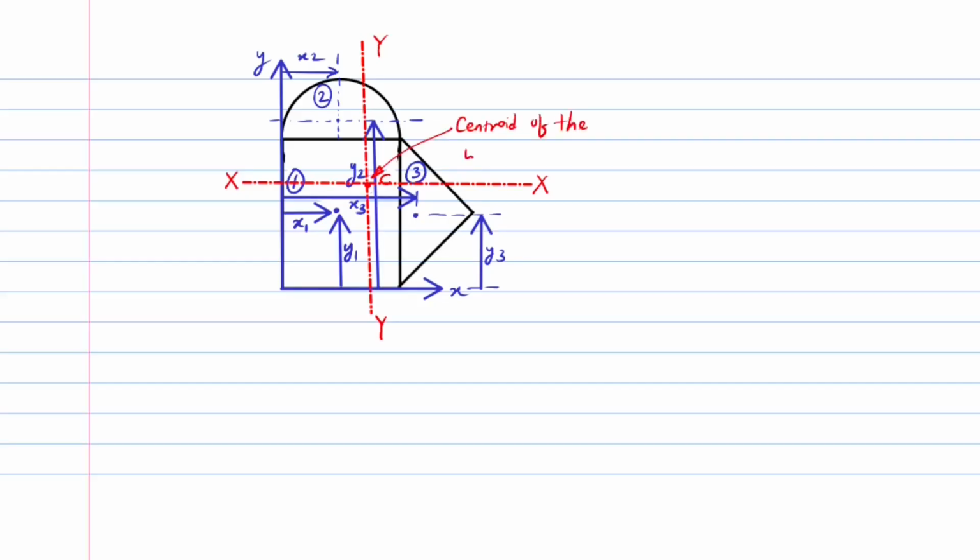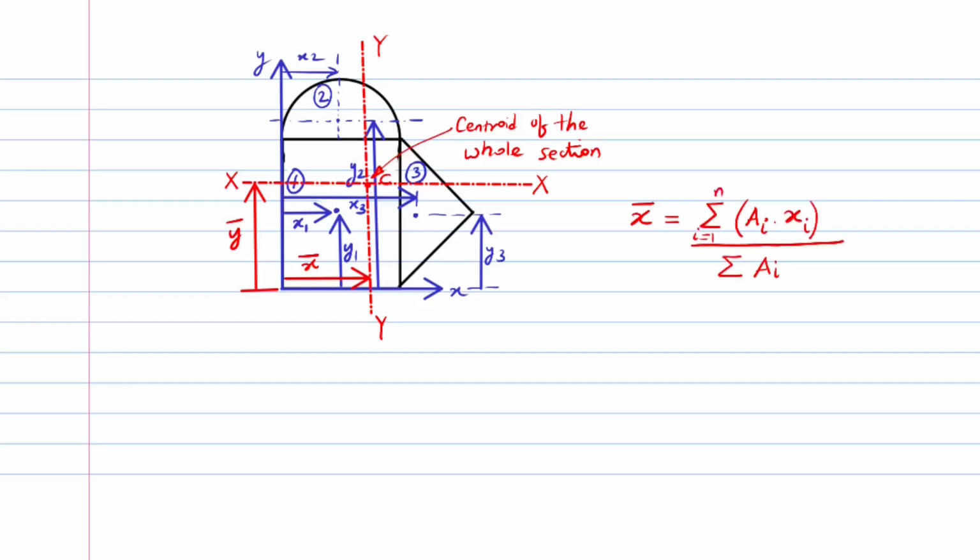Now the horizontal distance of the centroid of the complex shape from the origin is given by the summation of the product of area and horizontal distance of centroid of each basic shape from the origin divided by the total area of the complex shape. In symbolic notation, it is given by x bar equals summation of Ai times xi over summation of Ai, where the index i ranges from 1 to n in both cases. Likewise, y bar equals summation of Ai times yi over summation of Ai, where index i ranges from 1 to n in both cases.